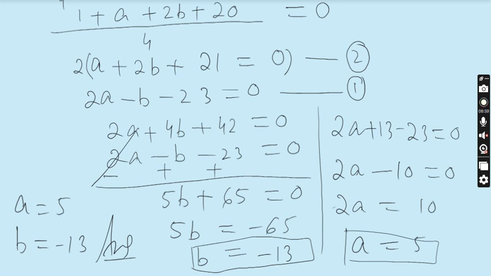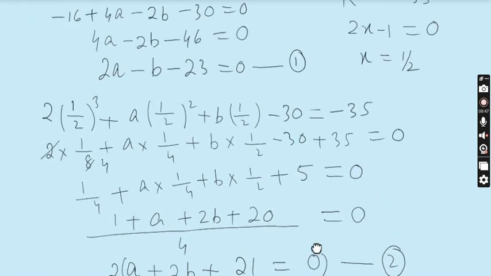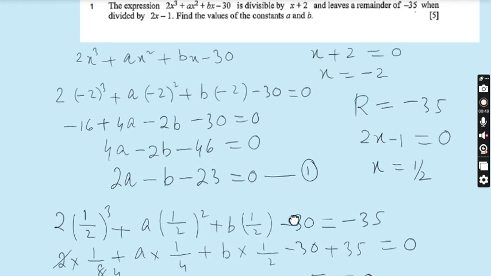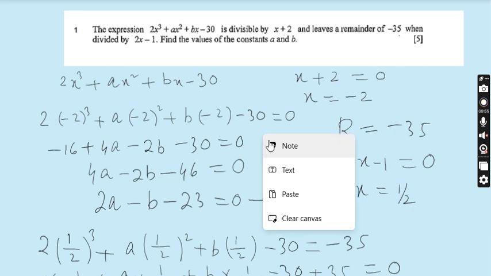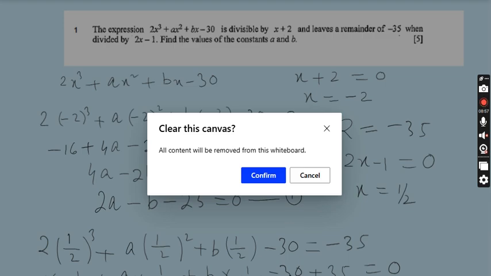So hope you understand all steps of this question. A is 5, b is minus 13. So if you do these kinds of questions in your final exam, you will get full marks. Next, question number 2.